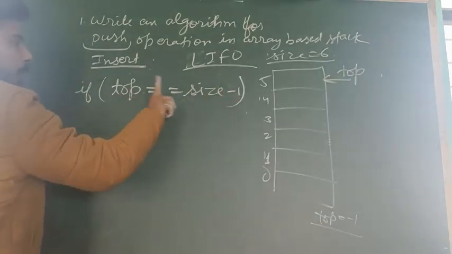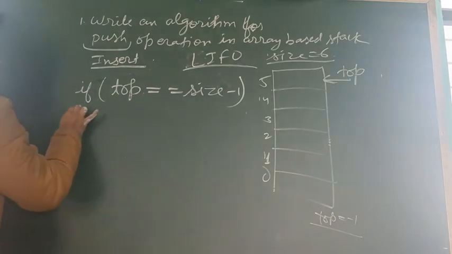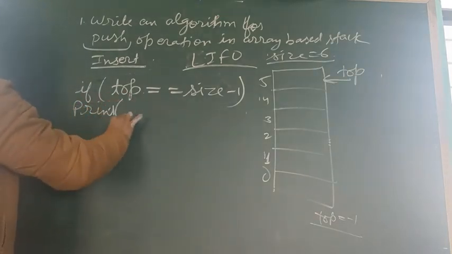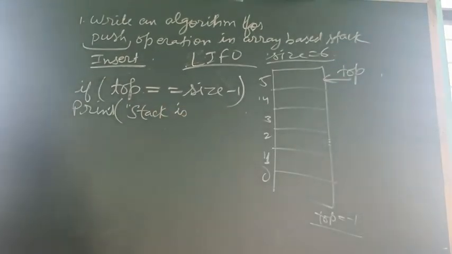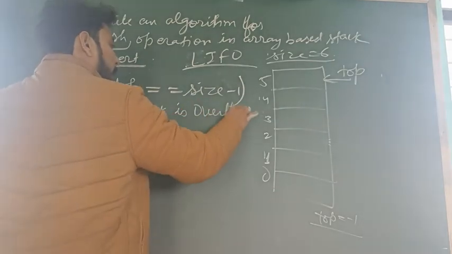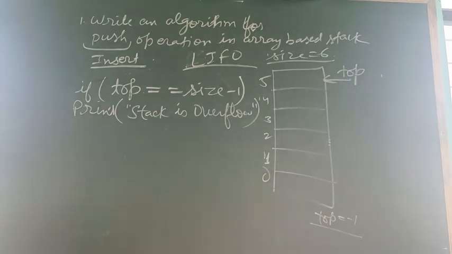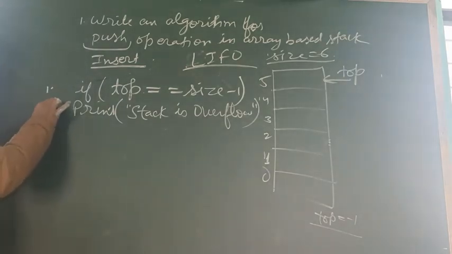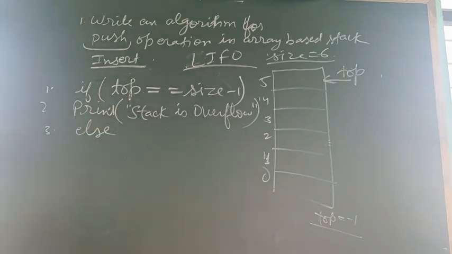So if your top is indicating the last index, we will print the message "stack is overflow". Otherwise, so this is the first point, this is the second, and the third point is in your else. And what are we going to do in the else?